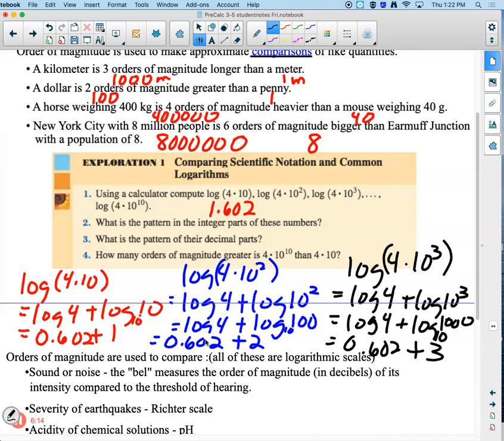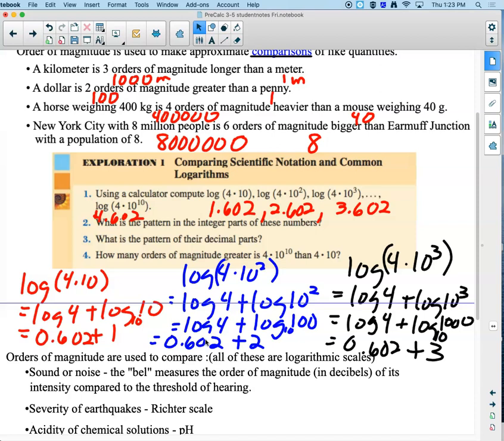Because 10 to the third power is 1,000. So that is how orders of magnitude work. Every increase of multiplying by 10 puts a bigger integer out in front, because we had 1.602, and then this was 2.602, and this was 3.602, getting a little carried away with my points there. And this would be 4.602. So when we increase by multiplying by 10, what happens is the integer portion, which is the number in front of the decimal, it increases by 1.